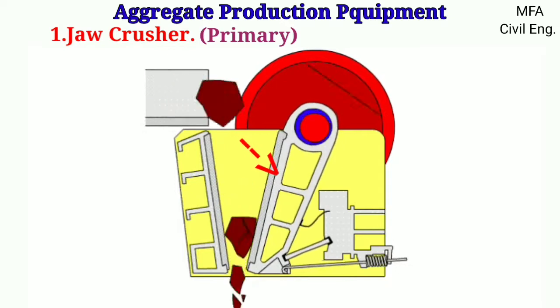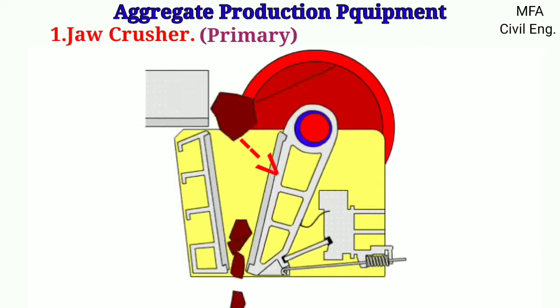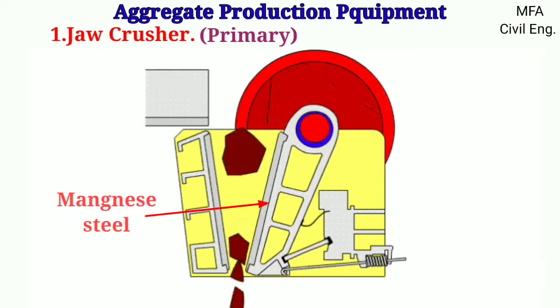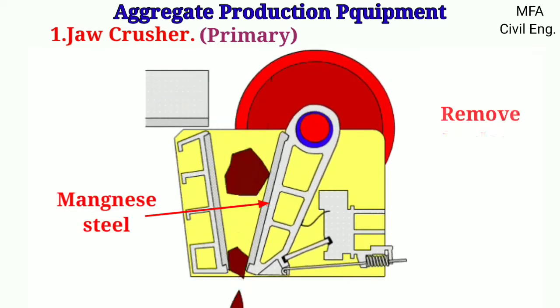The movable jaw is capable of exerting a pressure sufficiently high to crush the hard rock. The movable jaw is suspended from the shaft mounted on the bearing on the crusher frame. The jaw plates are made of manganese steel, which can be removed, replaced or reversed.